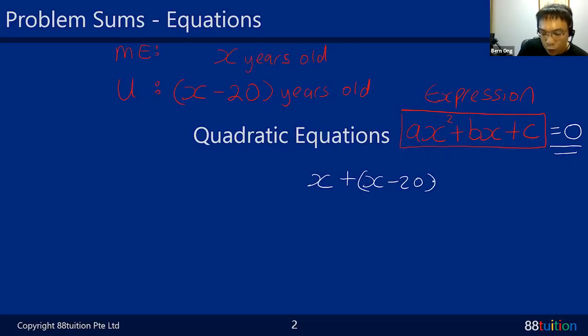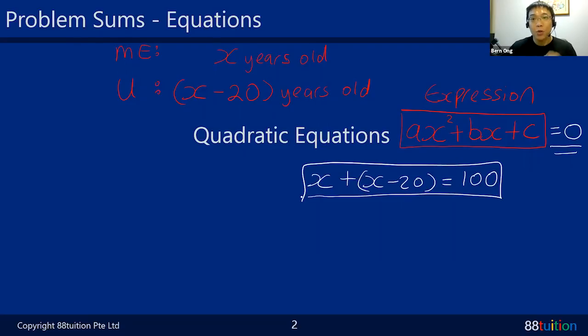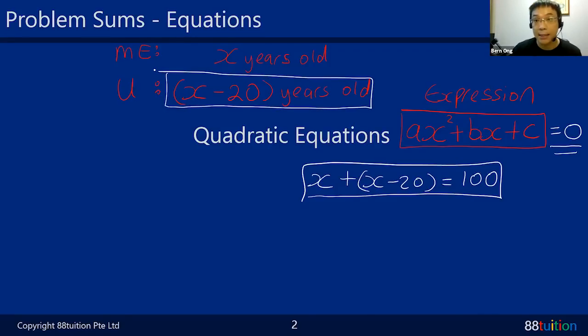And the two of us, the age combined together is 100 years old. So what is x? This is called an equation already. So you take different expressions and put them together to form an equation. Can you see or not? You must understand these two terms: expression and equation. An expression is just something like x minus 20 years old. With the extra equal to 0 portion or equal to an answer, with the equal sign, that is called an equation. Know the difference.